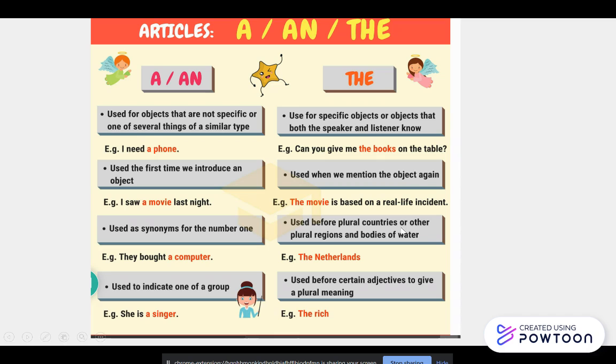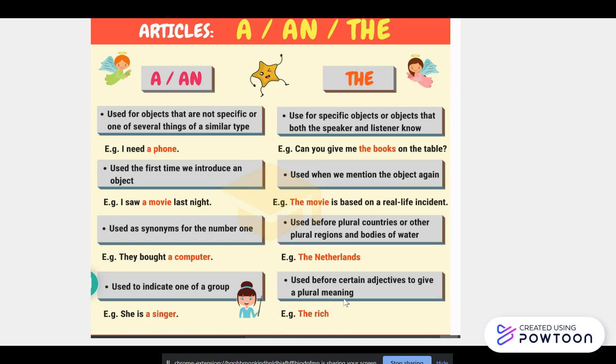"The" is used before plural countries or other plural regions and bodies of water. The Netherlands. The United States of America is a country made out of many states, it consists of many parts, so we call it in such a way. It is also used before certain adjectives to give a plural meaning. The rich: we are talking about all the rich people in the world. Certain adjectives give a generalized plural meaning.